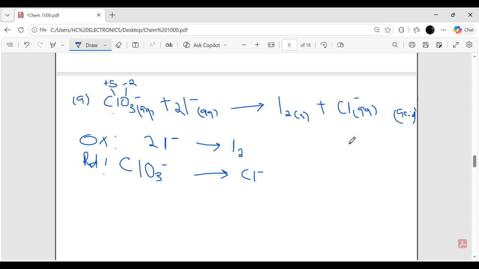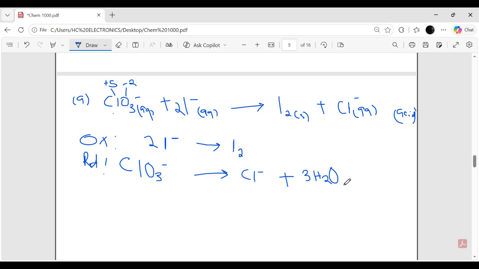When you're balancing in an acidic medium, you balance the oxygen atoms with what? With water. Okay, then you balance the hydrogen atoms with hydrogen ions. Here we have chlorate with 3 oxygen. So how many waters are we going to add? We're going to add 3 water on the reduction reaction here, so that we can balance the oxygen, because it is 3 oxygen.